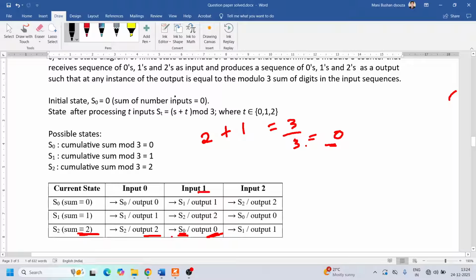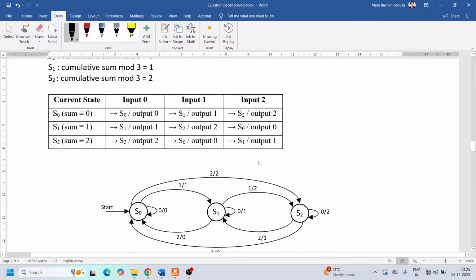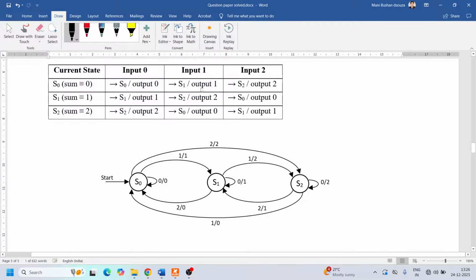Now let us look at the next state. Your current state is 2. 2 plus 2 is 4 divided by 3. 3 goes 1 time, so 1 is the remainder, and that is what is mentioned over here. Your current state is 2. You give 2 to this, 2 plus 2 divided by 3, the next state will be S1. So this is what is given over here. Now this is the state diagram, and this is the transition table.